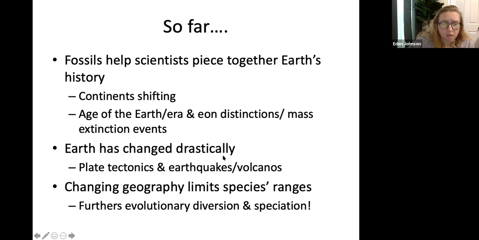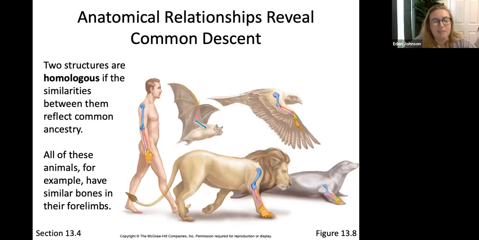So, Earth has drastically changed due to plate tectonics, earthquakes, volcanoes. Changing geography limits species ranges. So that is going to have this evolutionary diversification. You have speciation, meaning if you have a population here that is no longer able to communicate with a population over here, they're going to change. They're not going to be like each other for much longer because they both have different selective pressures in that environment. Speciation, macroevolution.